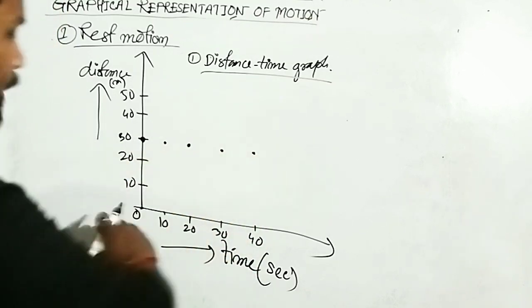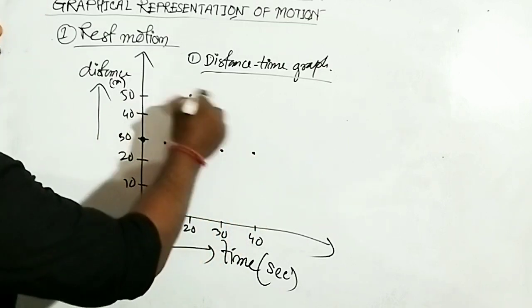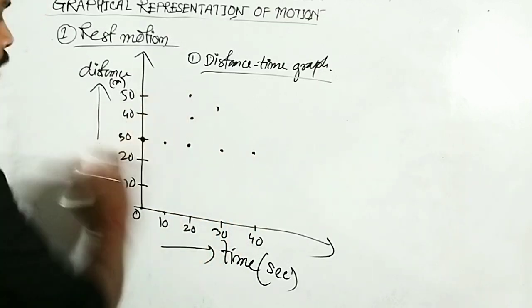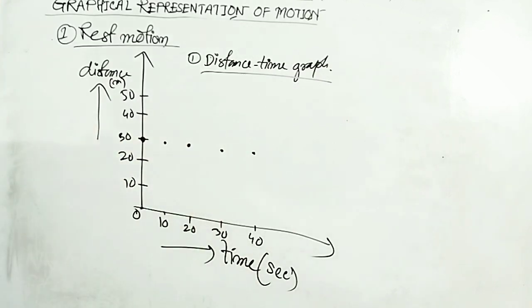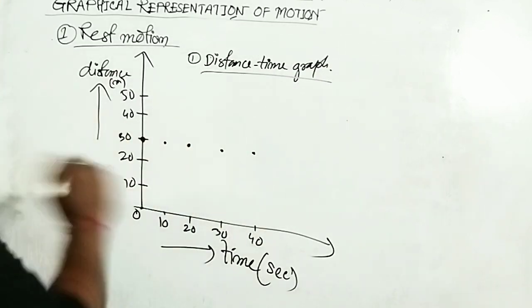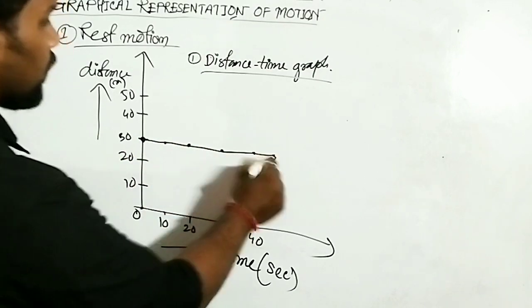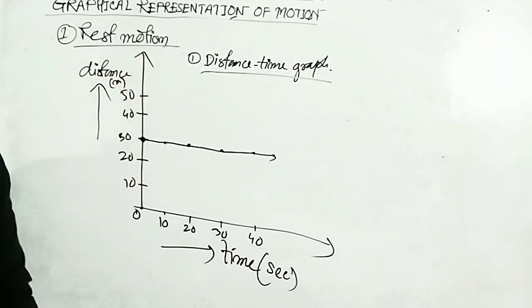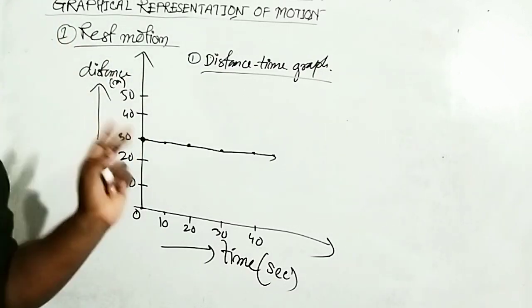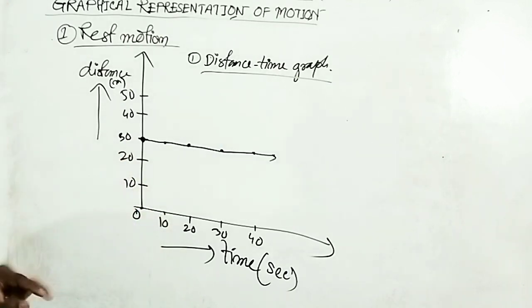That means time may change, but the position at 30 seconds, if it was here, stays here. Its position doesn't change. That means it is at 30 meter. Understood? If I draw a line through these points, this is the distance time graph for the rest motion. Quite simple. Nothing to get confused about here. Now we'll move towards the velocity time graph.